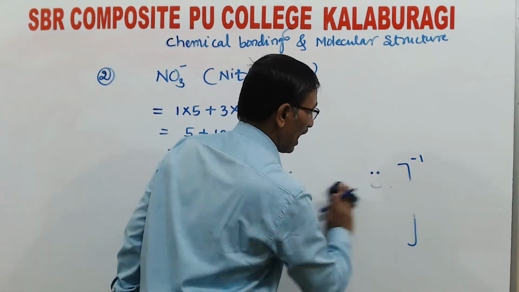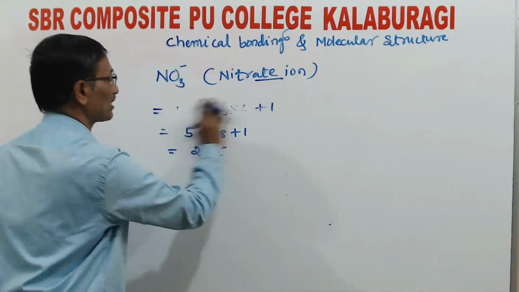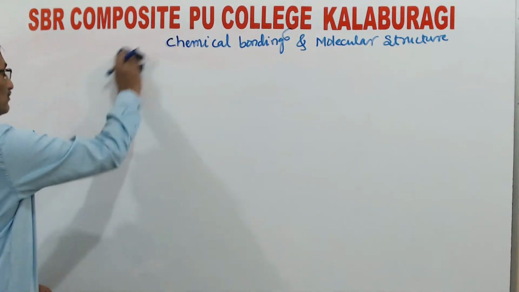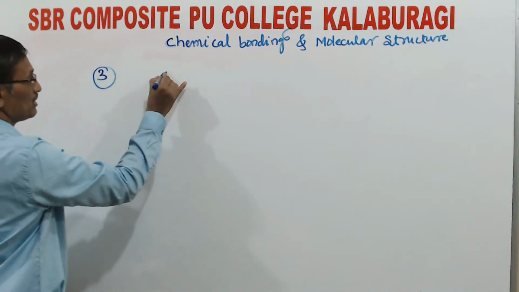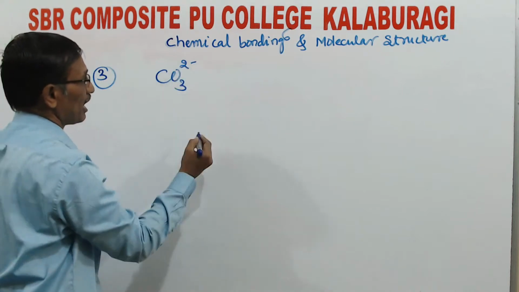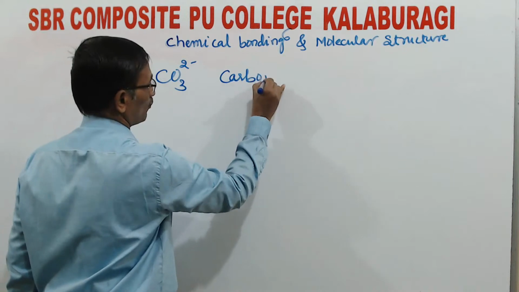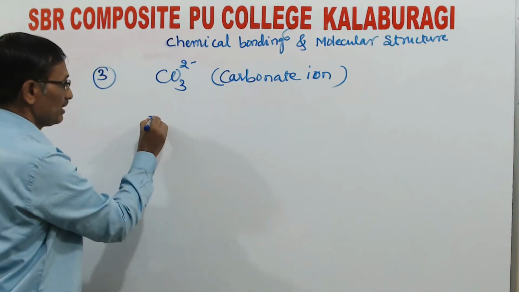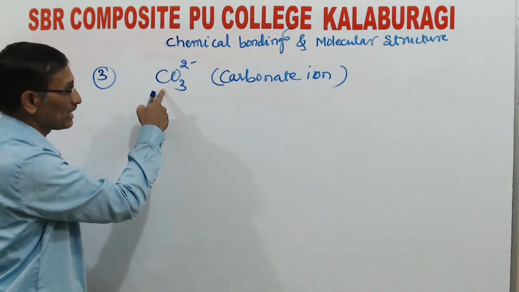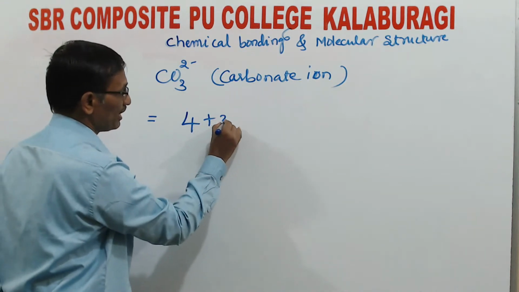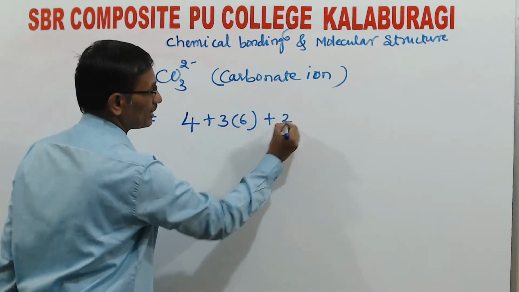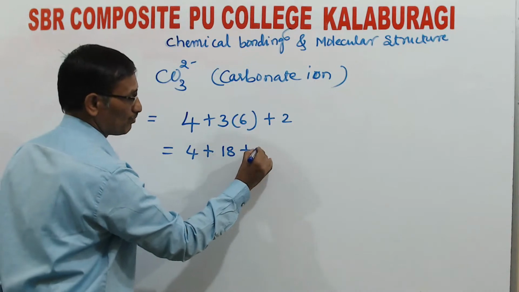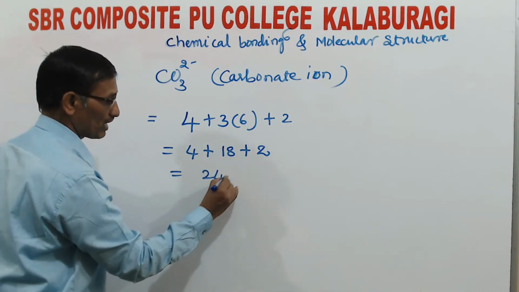Now coming to the carbonate radical. What is the Lewis structure for that carbonate radical? The third one, CO3 2 minus ion, carbonate ion. Negatively charged species. Here also the first step is valence shell electrons. In carbon, 4 plus 3 into 6. Now it is gaining how many? 2 electrons. 4 plus 6 3s are 18 plus 2. Again it will become 24 electrons, student.